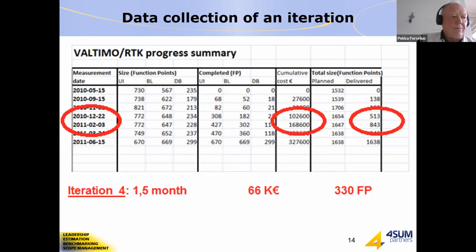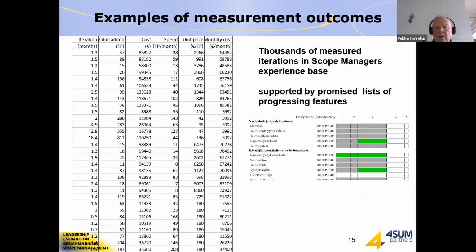And here I still have some examples. This was from one of my customers. I collected this kind of table. Here is the date when I measured, and we can see from this table that the iteration was 1.5 months, the cost was 66,000 euros, and the functional value was 330 function points. We have thousands of these kinds of measurements.